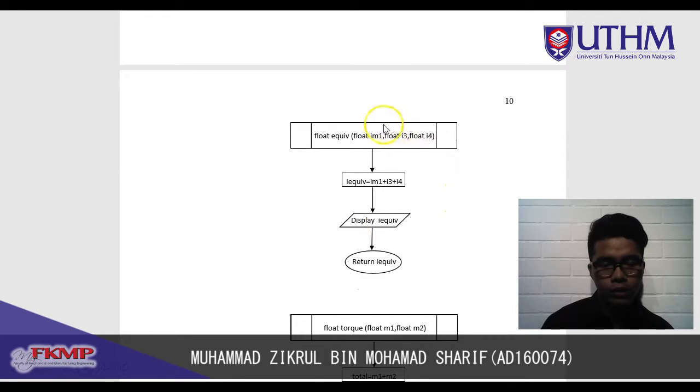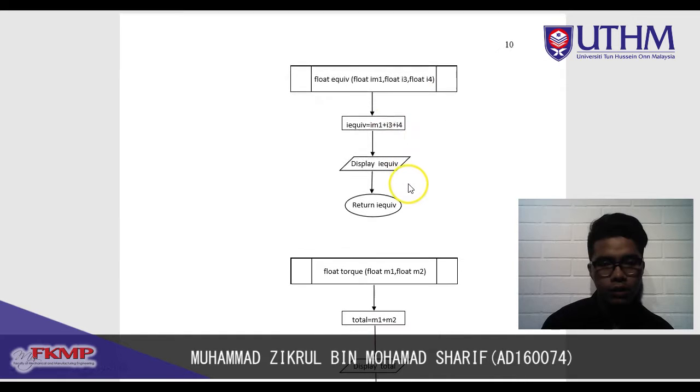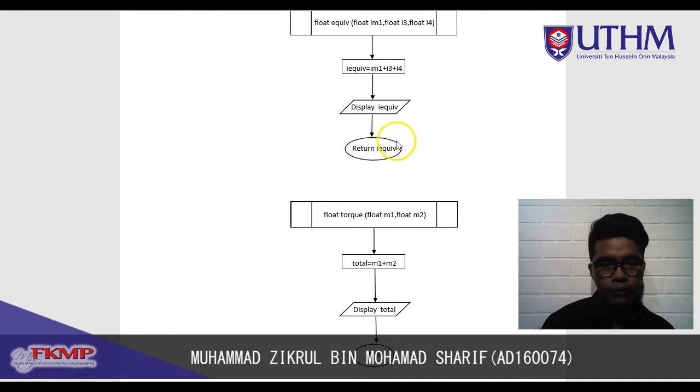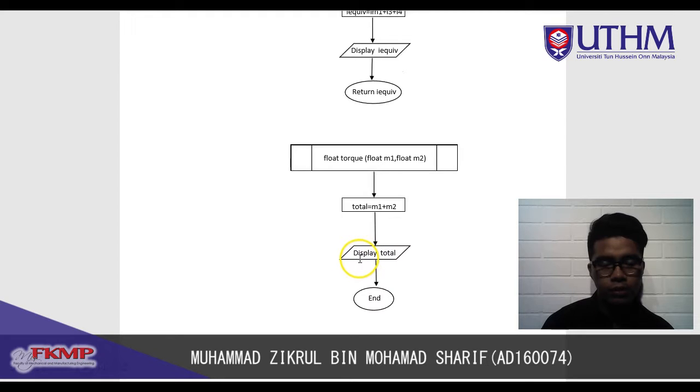This is the flowchart for the function calls, where the first function is the equivalent function. It calculates the I equivalent that is needed in TM1, and then I return the I equivalent value to the main function. Next is the torque function, which I use to calculate the total, and it will display the total value, and it will end the program.